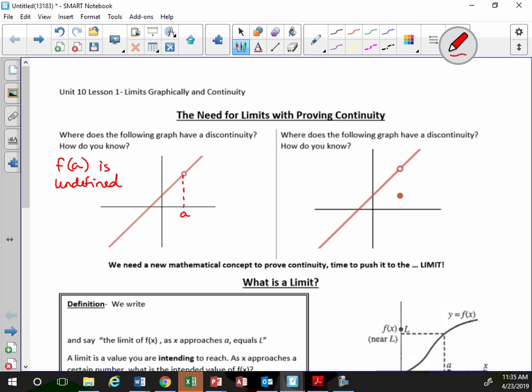All right, guys, if we look at the second one here, I'm still going to call that A. Is this undefined for A? No, because there's a value, but it's still not a continuous graph, right? Okay, so I'm just going to say f of A is defined, but there is a discontinuity. Okay, so there is a discontinuity. It's not continuous, that's fine. Yeah, they mean the same thing.